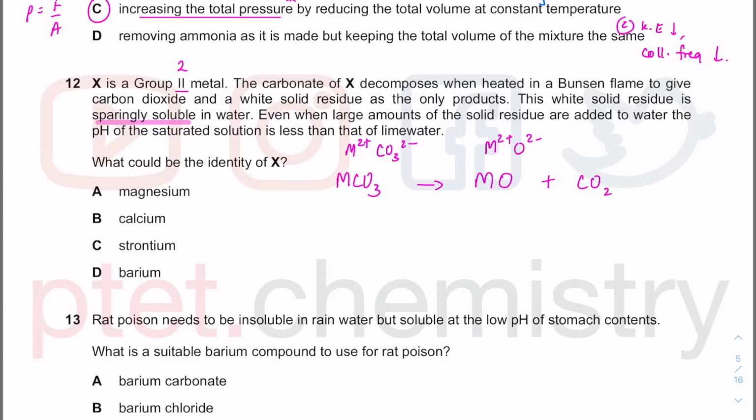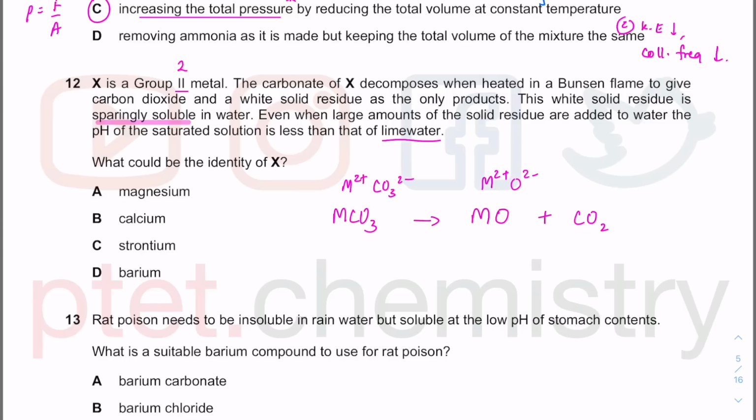Even when a large amount of solid residue is added to water, the pH is less than that of lime water. Less than that of lime water. What do we know of lime water? Lime water is actually saturated calcium hydroxide. So this is about your solubility of the group 2 hydroxide. So we know that going down the group 2, the solubility of the group 2 hydroxide would increase.